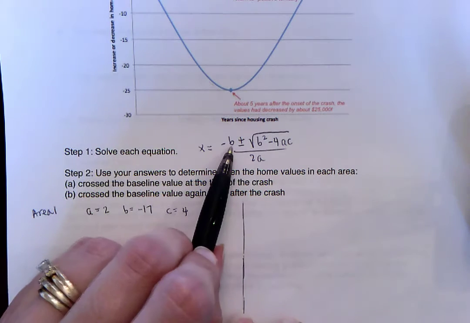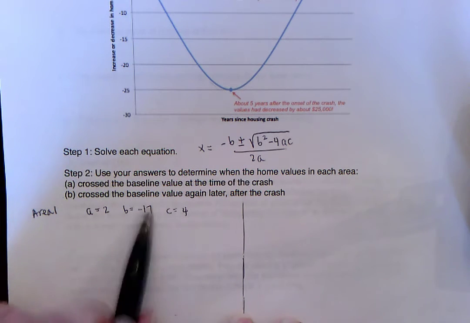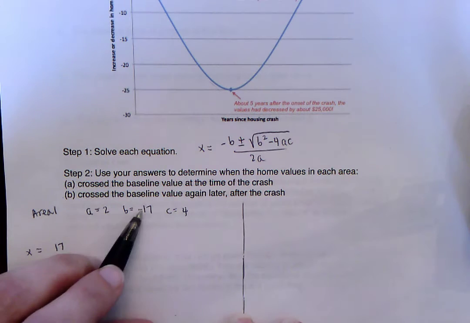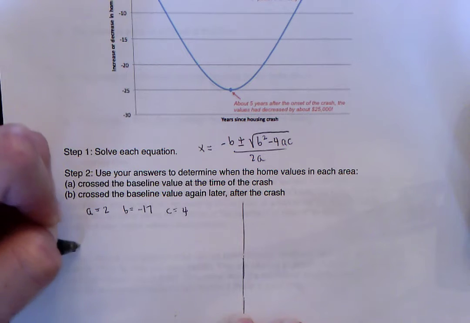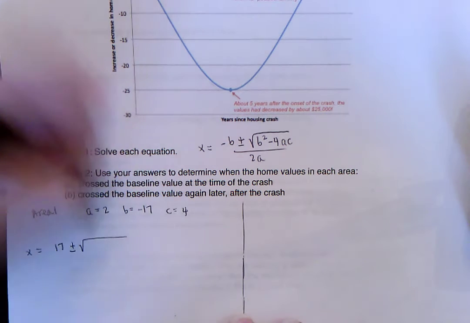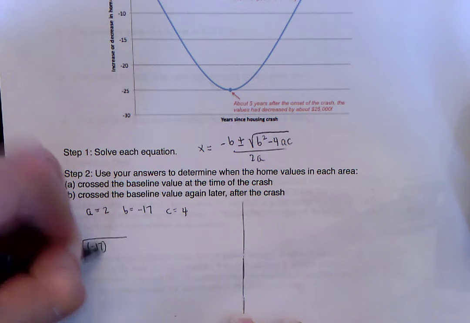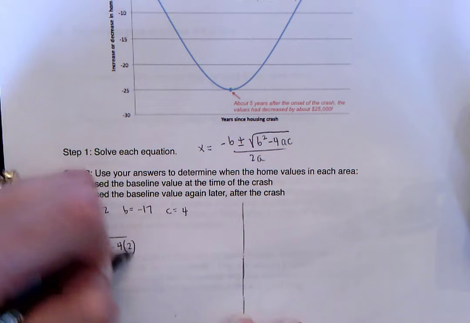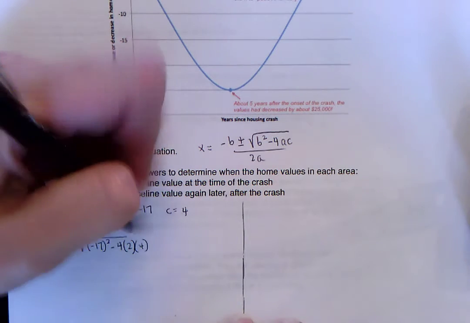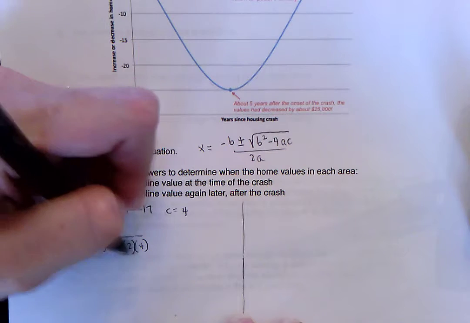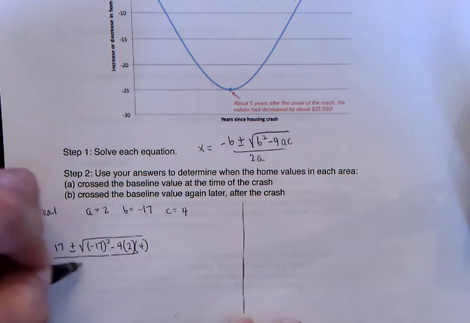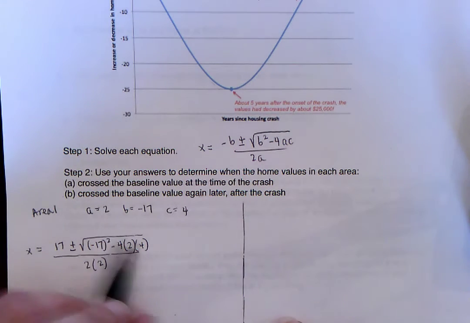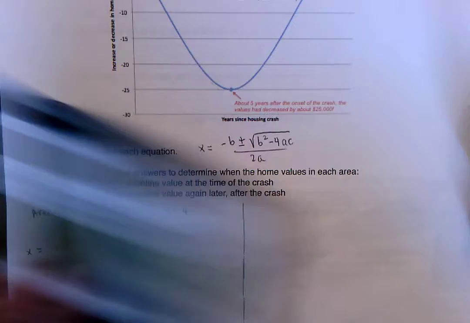So again, if you look at negative B, that means opposite of what B is, so that will be a positive 17 at this point. If it was opposite of negative 17, then plus or minus the square root of negative 17 squared minus 4 times A is 2, and C is 4, all over 2 times a. Okay, so again, I can just put this in the calculator and see what that is.